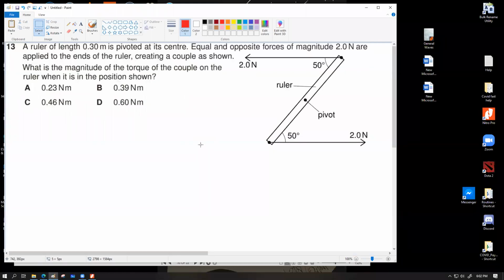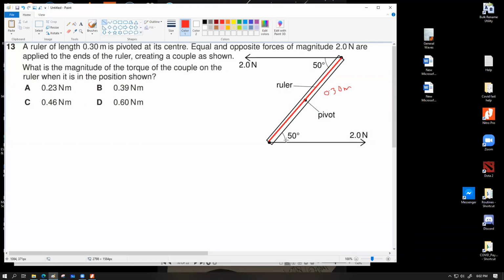A ruler of length 0.30 meter is pivoted at its center. Equal and opposite forces of magnitude 2.0 Newton are applied on the ends of the ruler, creating a couple as shown. What is the magnitude of the torque of the couple on the ruler when placed in the position shown? The formula for the torque of a couple is one of the forces multiplied by the perpendicular distance between them. The question says the ruler length is 0.30 meter, which means this diagonal length, if I just draw it over here, is 0.30 meter. But this is not useful for you because you need the vertical distance between them.